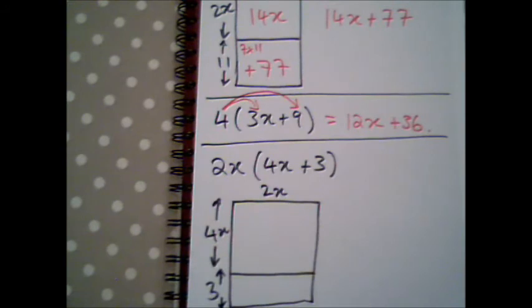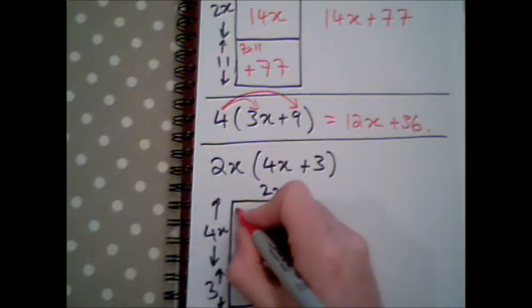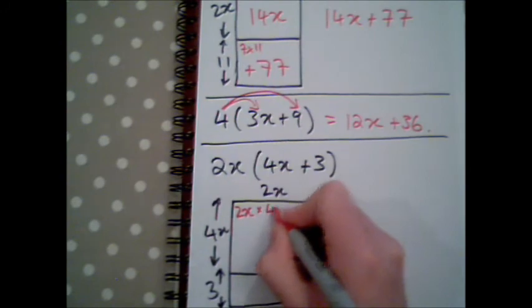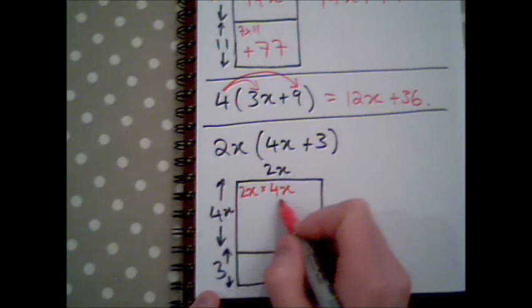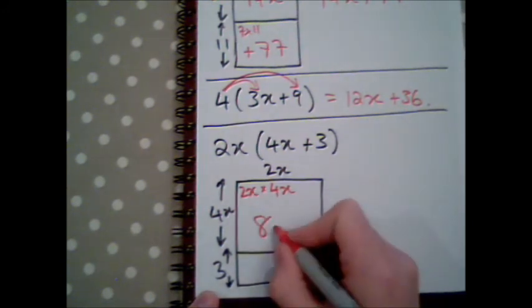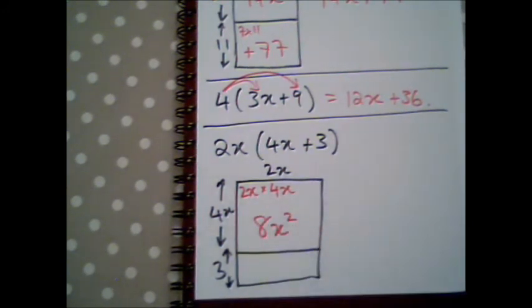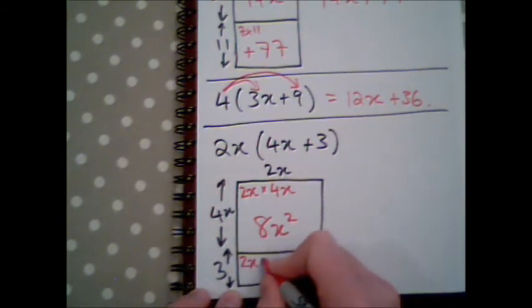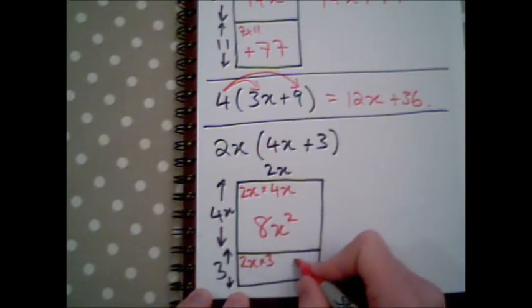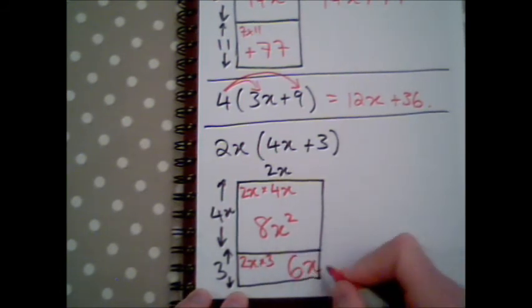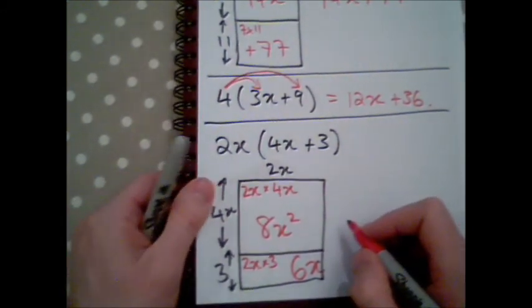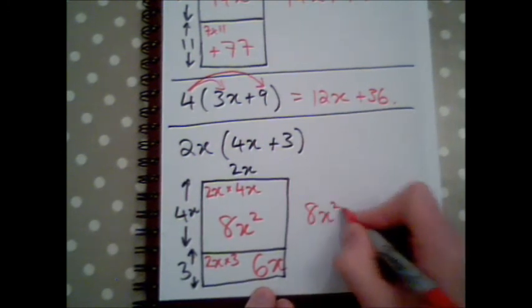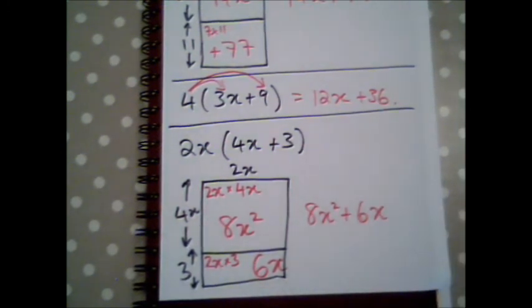Okay, so the first box here is 2x times 4x. So remember now, we multiply the two numbers together, so 2 4s are 8, and x by x is x to the power of 2, or x squared. So that's 8x squared. The second box, we have 2x times 3. So we multiply the numbers together, we get 6, and there's only the one letter x, so that just stays as 6x. So the total area here is 8x squared plus 6x.